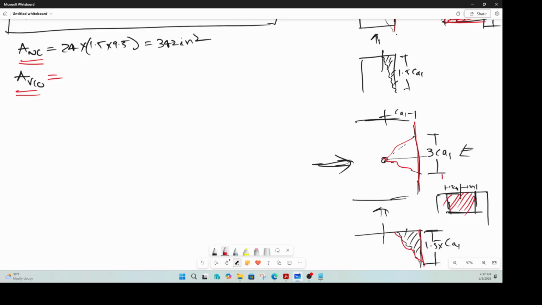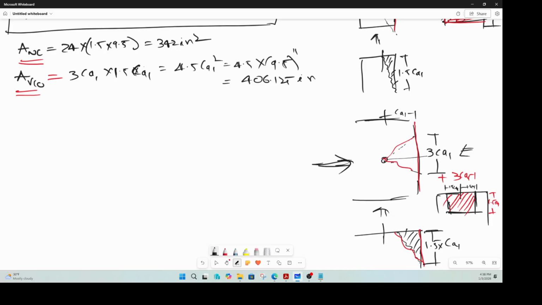Okay, an area which is 3 CA1 wide and 1.5 CA1 deep. So that is 3 CA1 times 1.5 times CA1, which is 4.5 CA1 squared, which is 4.5 times CA1, 9.5 inches, squared. That is roughly 406.125 square inches. So that is your AVCO. We're getting close to calculating the strength of the group.